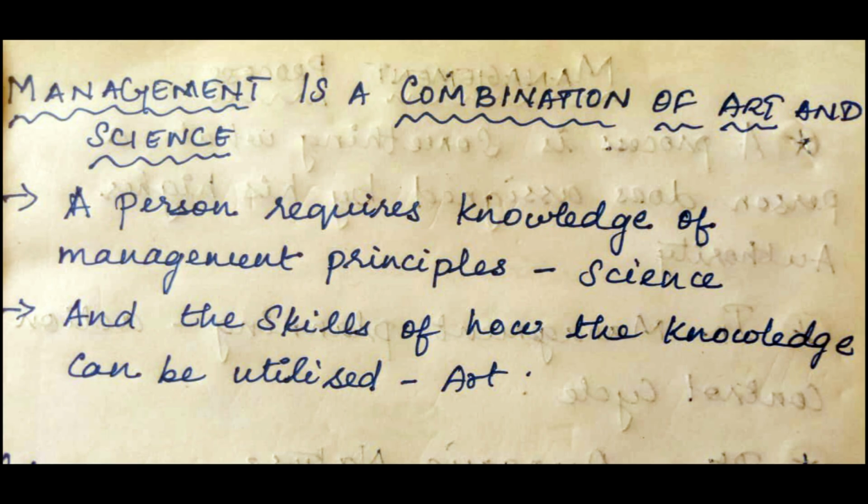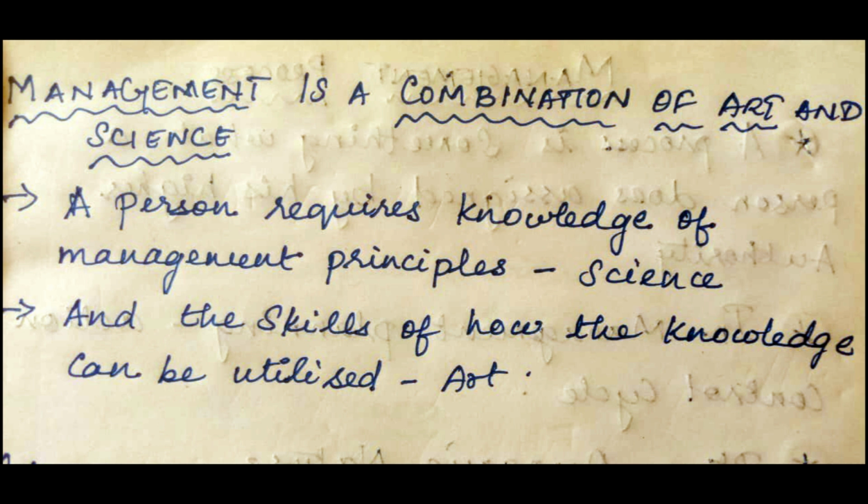Next, we move on to whether management is an art or a science. Now, we are going to see management as a combination of art and science. A person requires knowledge of management principles, which is a science, and the skills of how the knowledge can be utilized, which is an art. So, ideally, management is a combination of both art and science. How is it a science? Because science basically talks about principles and theories.